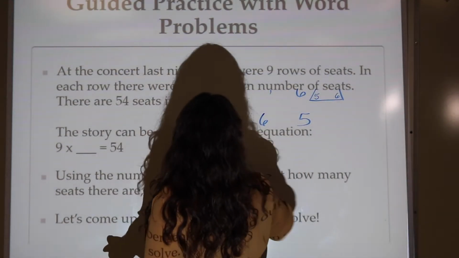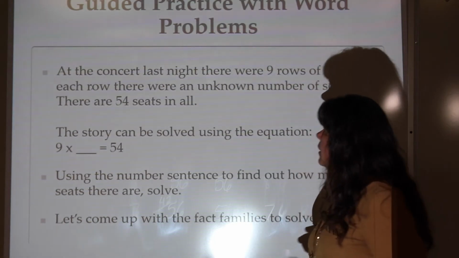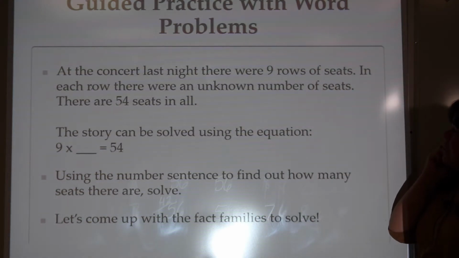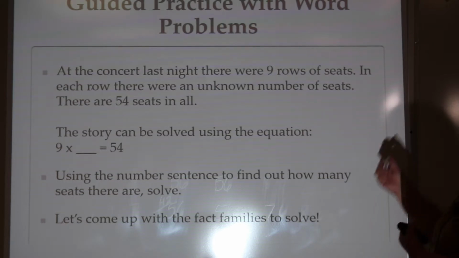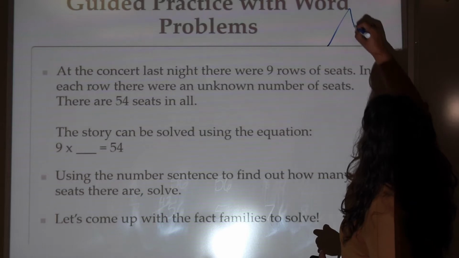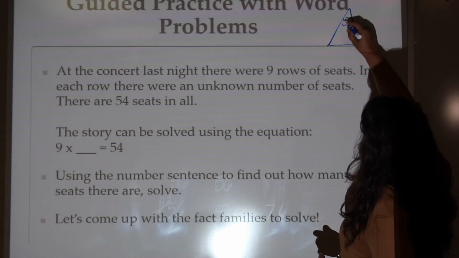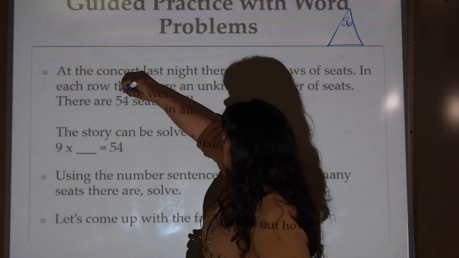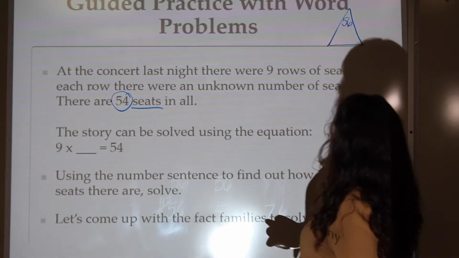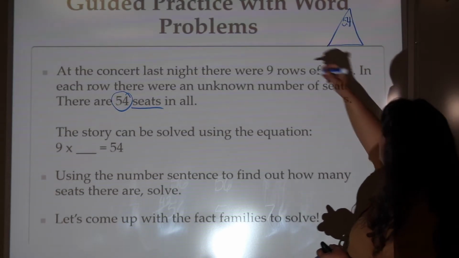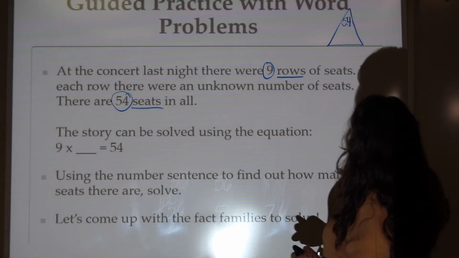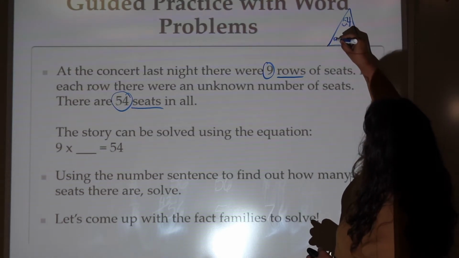Let's try this with a word problem. At the concert last night, there were 9 rows of seats. In each row, there were an unknown number of seats. And then all together, there are 54 seats in all. So I'm just going to make a little thing here. I've got 54 as my large number. The concert last night, there were 9 rows of seats, so that's going to be one of my smaller numbers, 9.